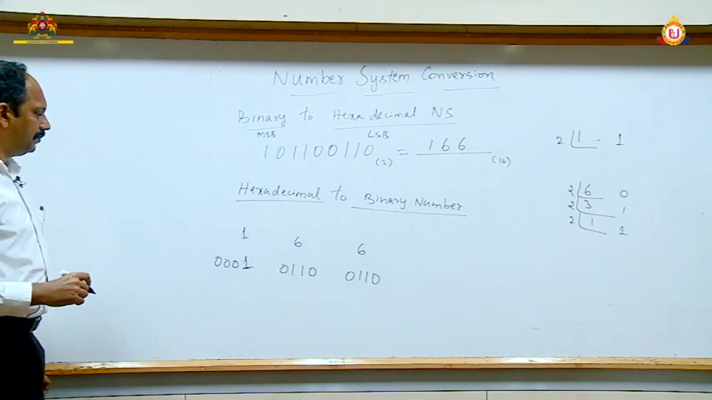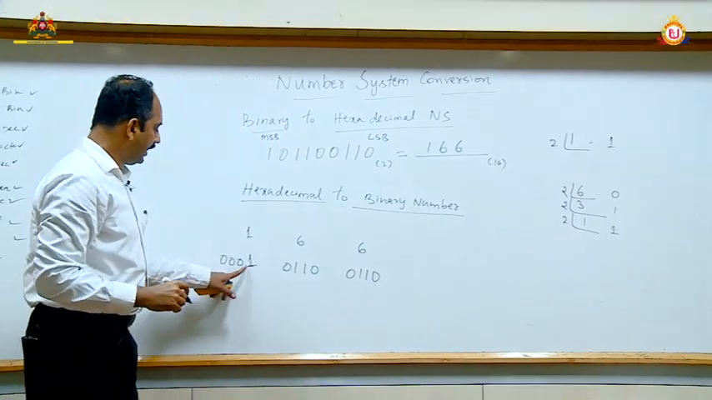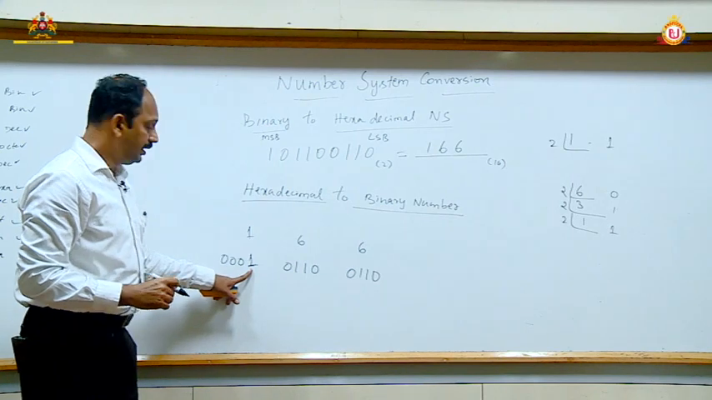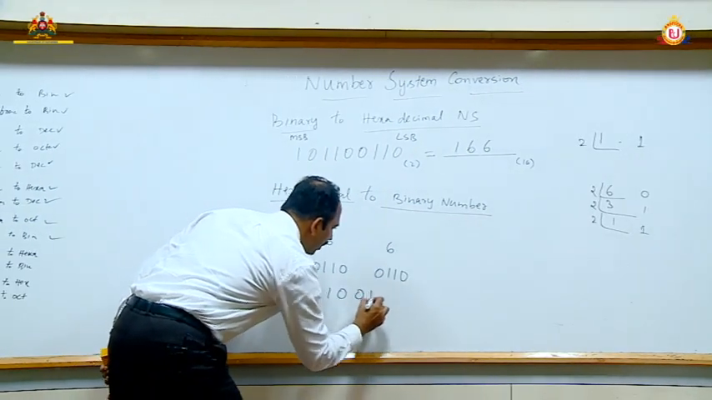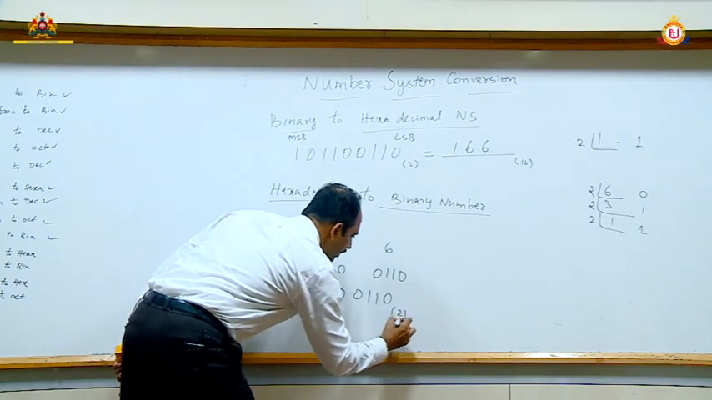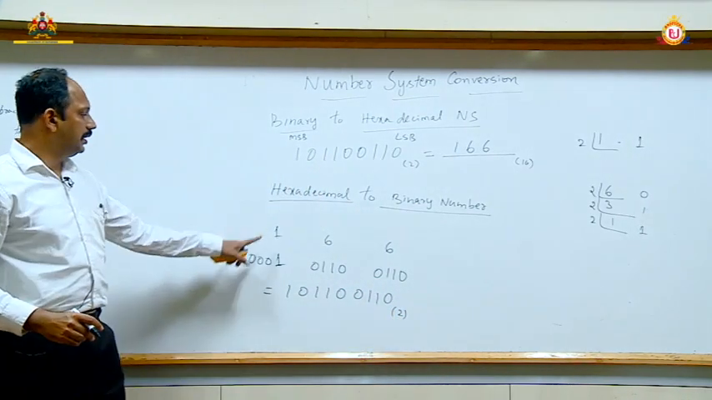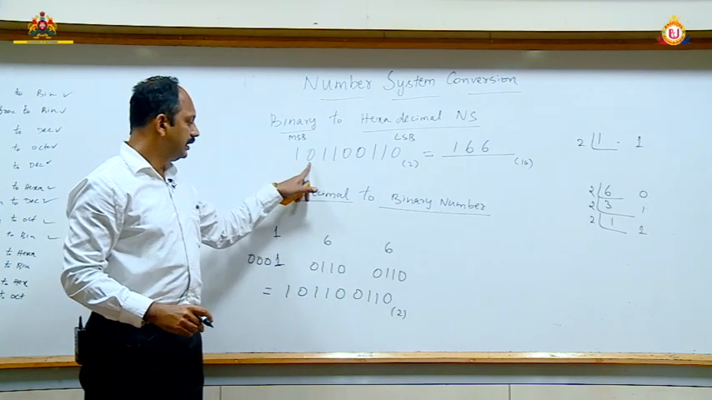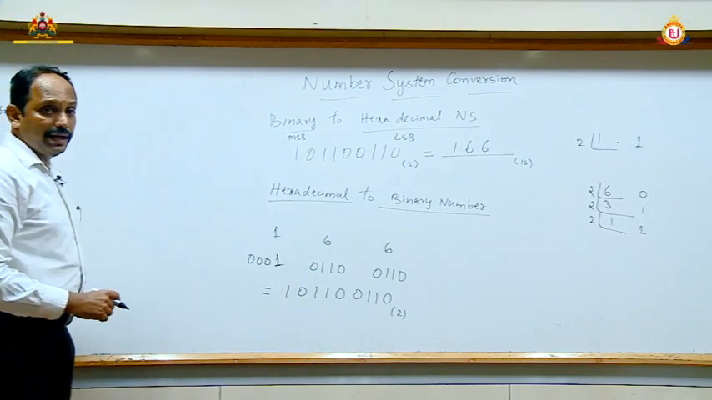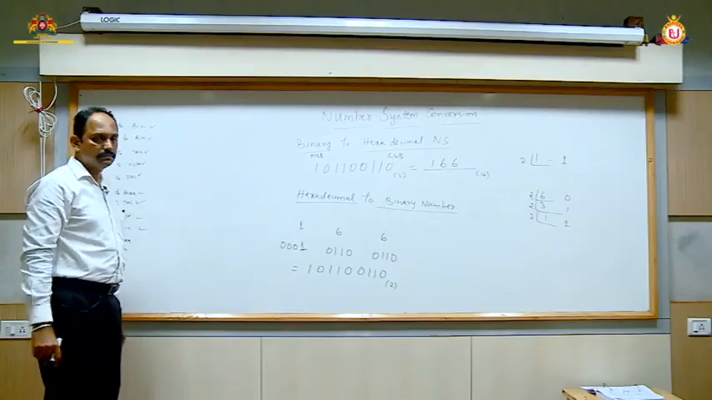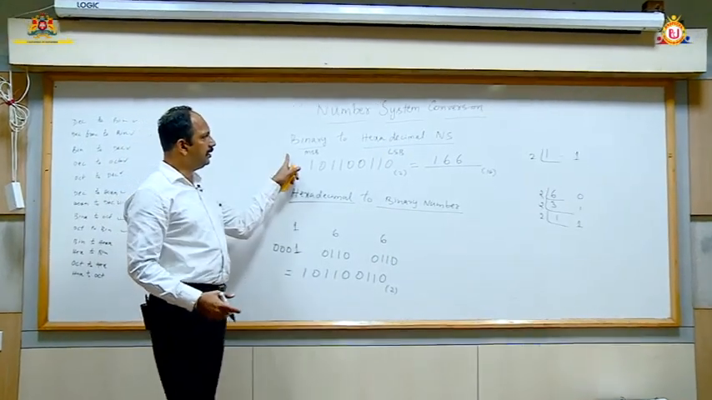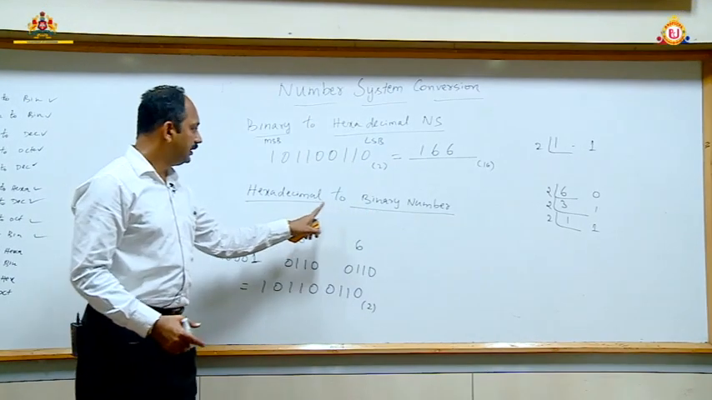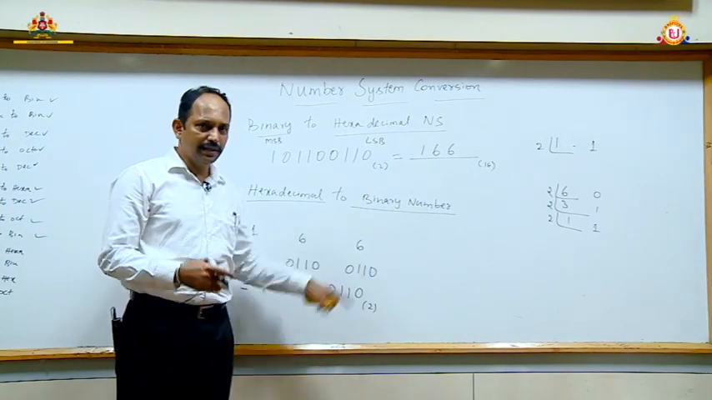So the final number is, we can eliminate the leading zeros at the end of writing this, 1 0 1 1 0 0 1 1 0 is the binary equivalent of 166. That is matching with this, you can compare. This is how the binary to hexadecimal and hexadecimal to binary conversion takes place.